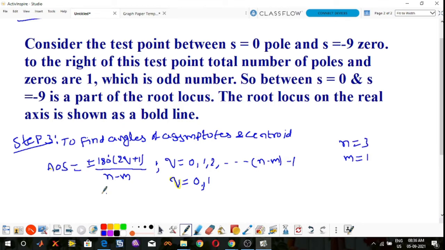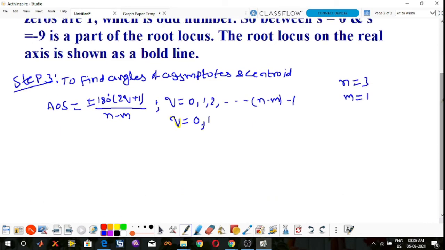Calculate angles of asymptote. First substitute q equal to 0. The angles of asymptote equal plus or minus 180 degrees times (2q plus 1) divided by (n minus m). With q equal to 0, that is plus or minus 180 degrees times (0 plus 1) divided by (3 minus 1), which is 2. So that is equal to plus or minus 90 degrees.